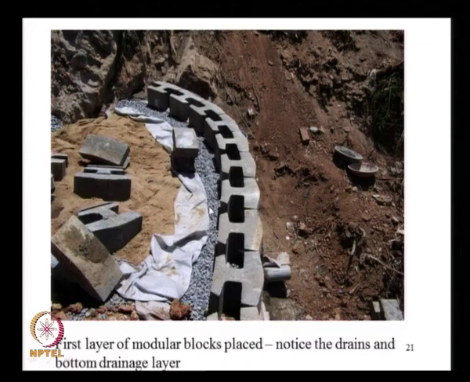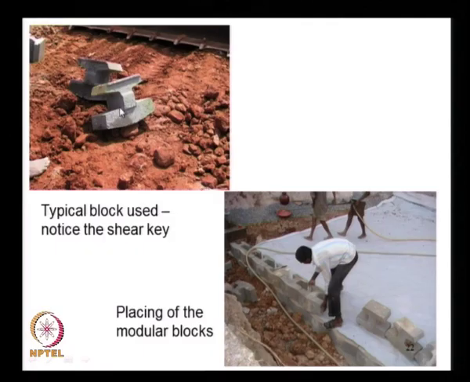Then after we place the stone aggregate, we assemble the facing blocks, and they are simply placed along the row and along the height without use of any cement mortar. Periodically there are some outlets given for the rainwater to flow out, and you can see these blocks, then the reinforcement layer, and this is the type of block that was used, and you can see the shear key.